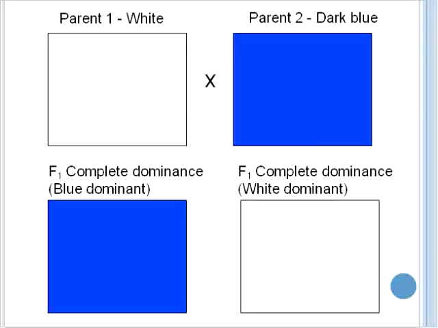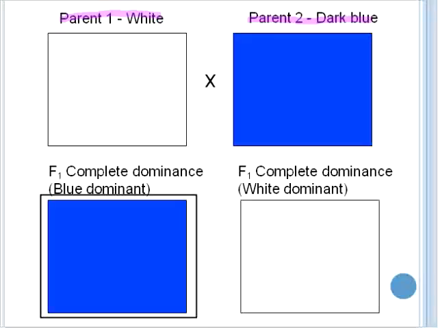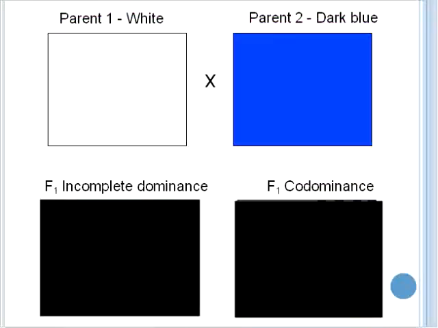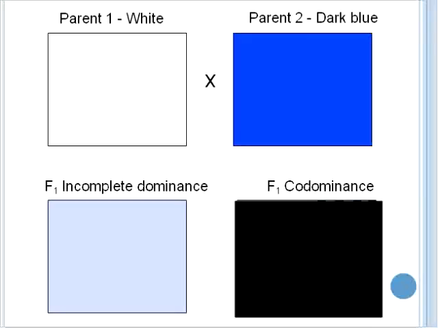Traditionally, under Mendel's experimentation, if you have parent 1 which is white and parent 2 which is dark blue, in the offspring you would see, if blue is dominant, all the F1 would be blue. If white was dominant, you would see all the F1 generation being white. With incomplete dominance, what you would see is a third or intermediate phenotype. White and dark blue gives you a completely uniform light blue.